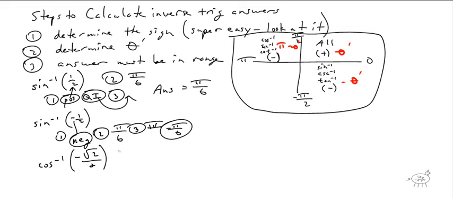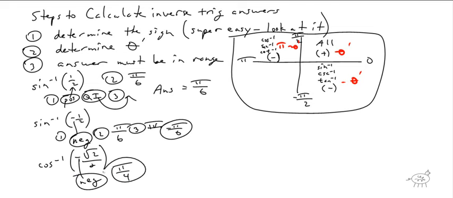Okay, the first thing I'm going to do is ask, what's the sign? It's negative. And then I'm going to say reference angle. Well, cosine of what is root 2 over 2? It's pi over 4. And then I'm going to say the answer must be in the range. So I'm using both these values here, math fans, negative and pi over 4.